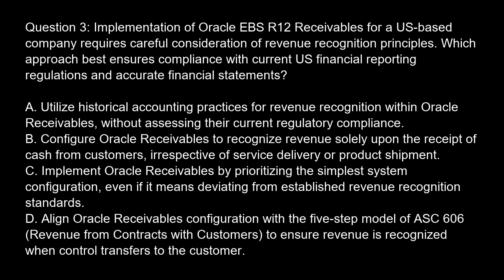Option A. Utilize historical accounting practices for revenue recognition within Oracle Receivables without assessing their current regulatory compliance. Option B. Configure Oracle Receivables to recognize revenue solely upon the receipt of cash from customers, irrespective of service delivery or product shipment. Option C. Implement Oracle Receivables by prioritizing the simplest system configuration, even if it means deviating from established revenue recognition standards. Option D. Align Oracle Receivables configuration with the 5-step model of ASC 606, Revenue from Contracts with Customers, to ensure revenue is recognized when control transfers to the customer.